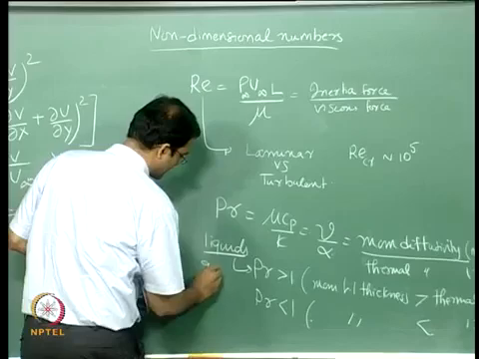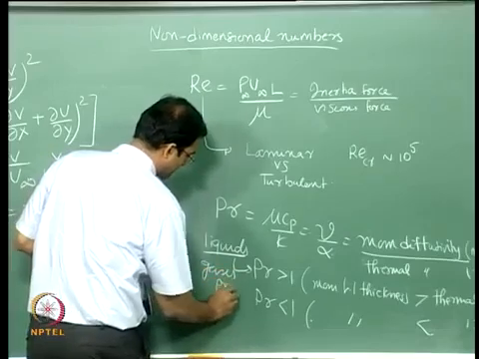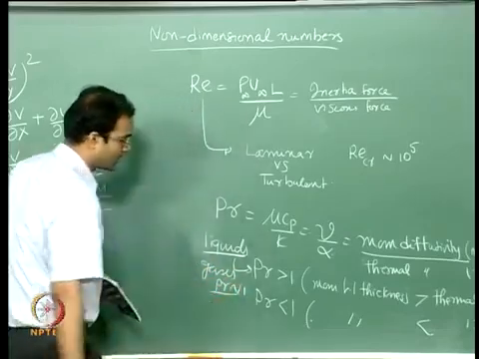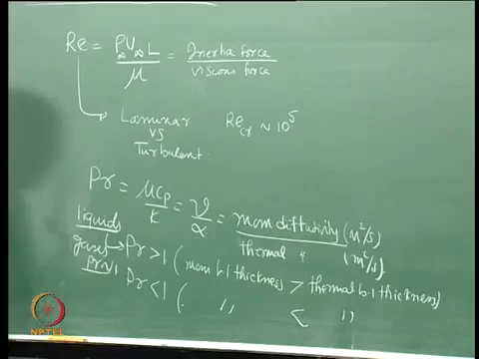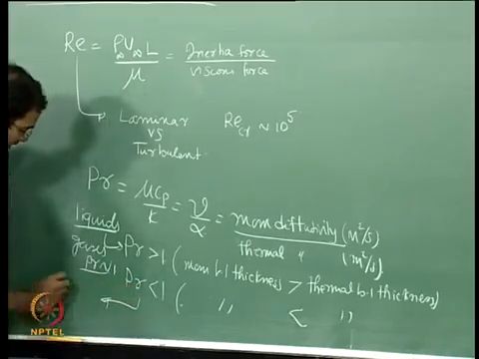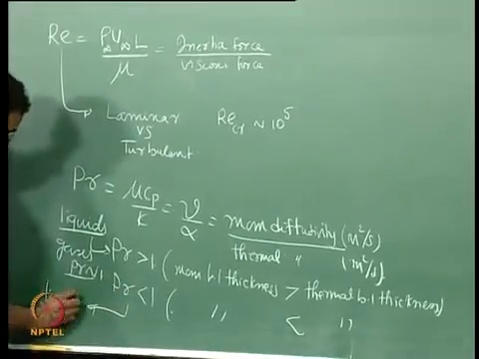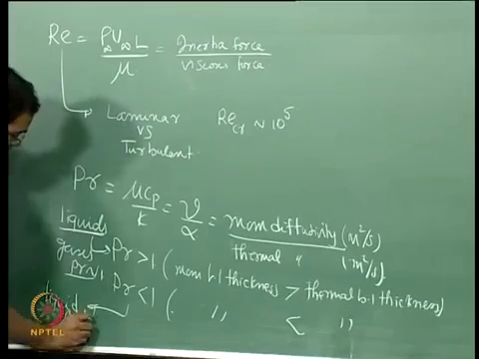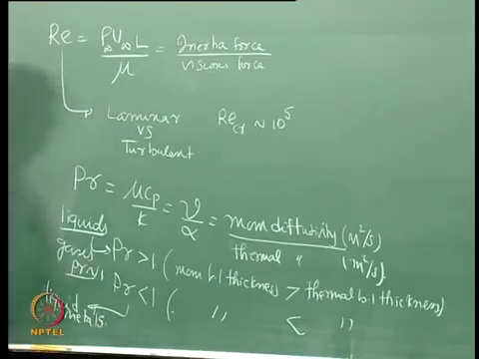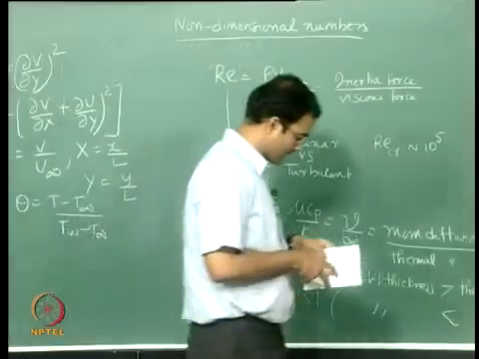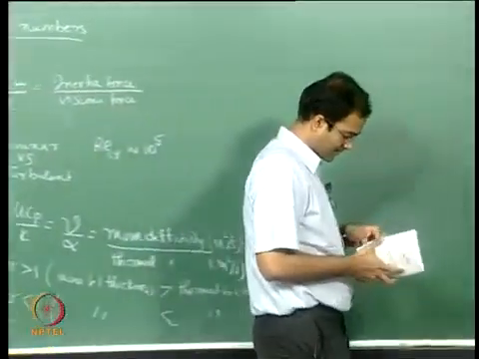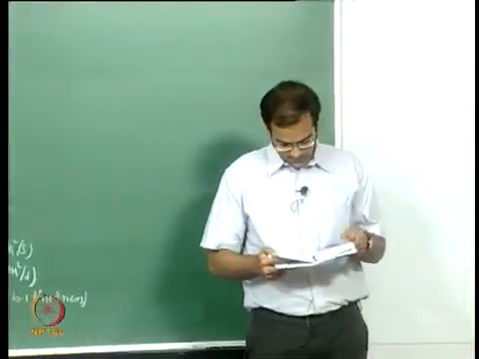Okay, so gases have a Prandtl number approximately 1, and if you are looking at liquid metals, they fall under the category where your Prandtl number is much lower than 1. Okay, so this is the other non-dimensional number appearing in the energy equation.